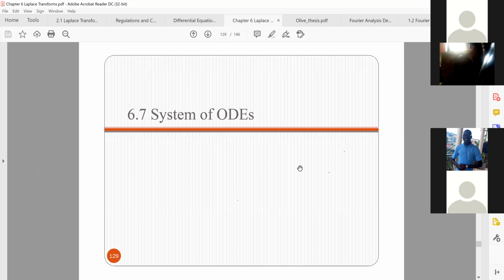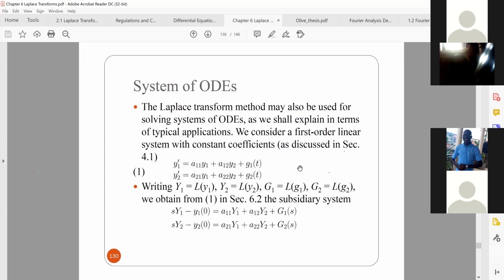So we'll look at this. This is the last thing that we're going to look at today: systems of ordinary differential equations. How can you use the Laplace transform to solve them? We have these two equations that we need to solve. The derivative of y1 in the time domain equals a11 y1 plus a12 y2 plus some function g1(t). Then the derivative of y2 is also equal to something similar.